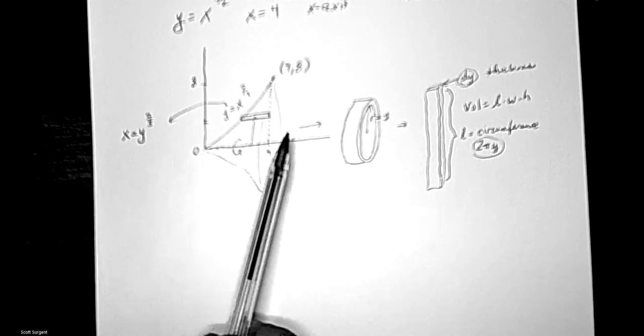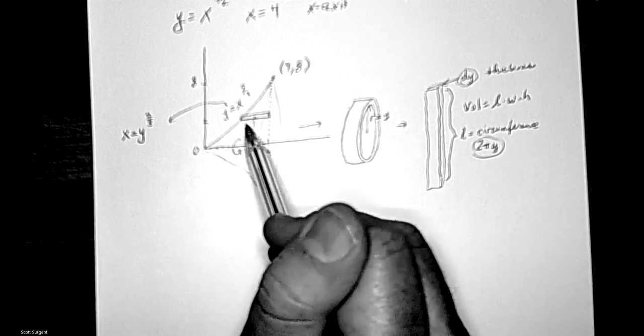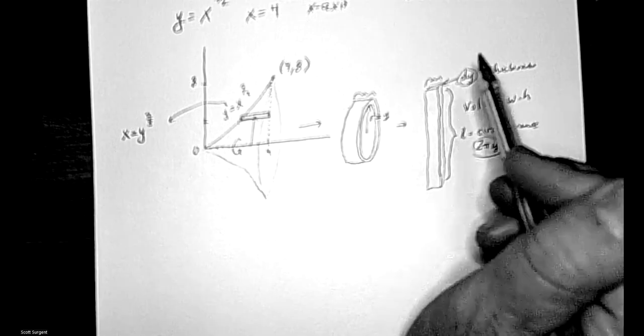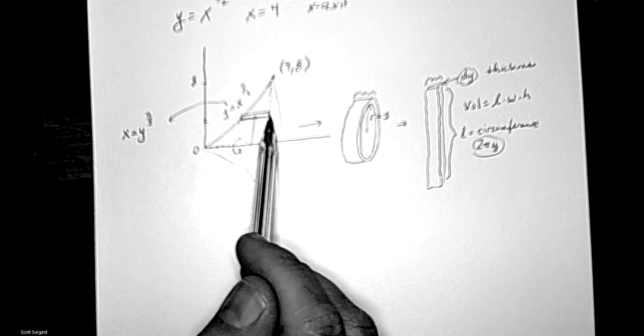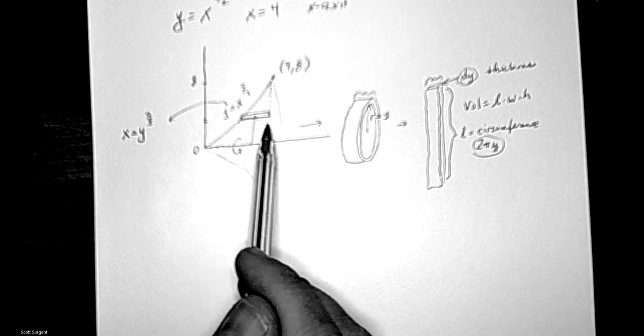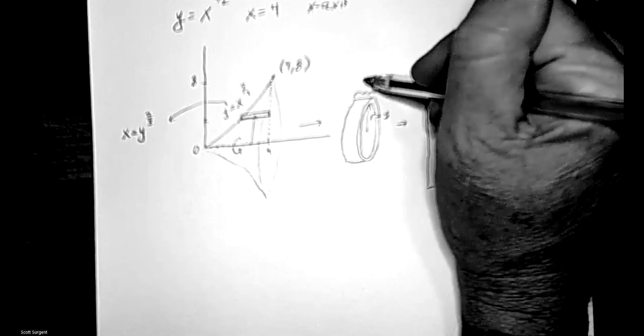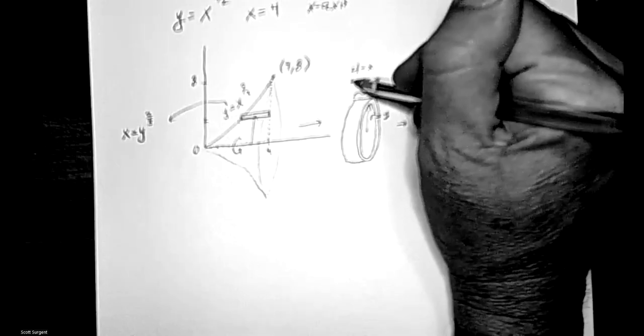And then the length here, this distance right here, which becomes this distance right there. This is where the equation comes in. It's going to be 4 minus x, but x gets replaced with y to the 2/3. So that's what this guy is for.